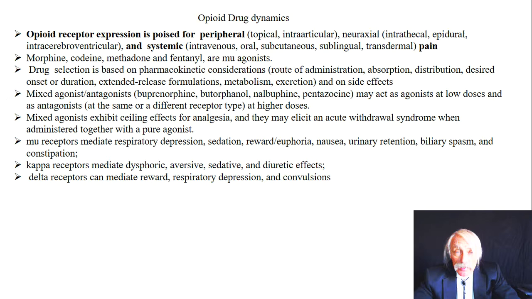Now, what about when you take exogenous opioids? Morphine, codeine, even methadone, fentanyl, they're all mu opioid receptor agonists, right? That means they're going to bind to that mu opioid receptor and they're going to transduce the same signal that the endogenous opioid does. That's what it means by an agonist. So drug selection, these kind of drugs, is based on the pharmacokinetic considerations. That's what we talk about in pharmacokinetics: the route of administration, the absorption, the distribution, the desired onset of duration, the extended release formulations, metabolism, and ultimately excretion, right?